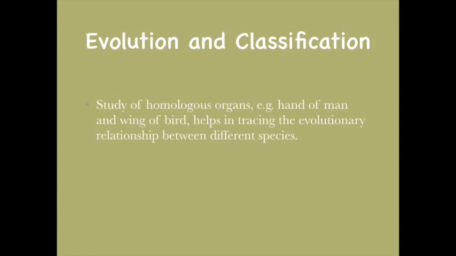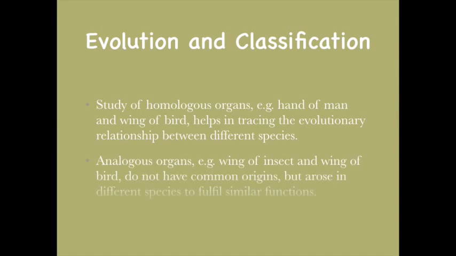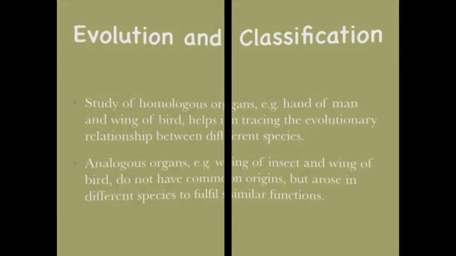The study of homologous organs, for example, the hand of a man, the wing of a bird, etc., helps in tracing the evolutionary relationship between various species. Analogous organs, such as the wing of an insect and the wing of a bird, do not have any common origin, but arose in different species to fulfill similar functions.